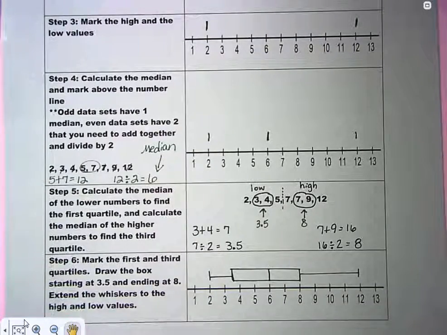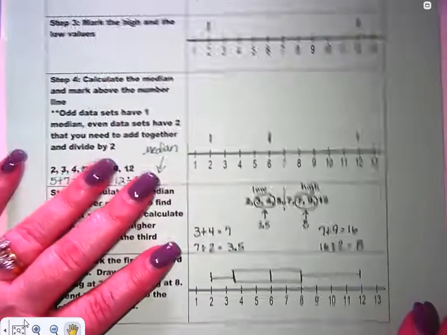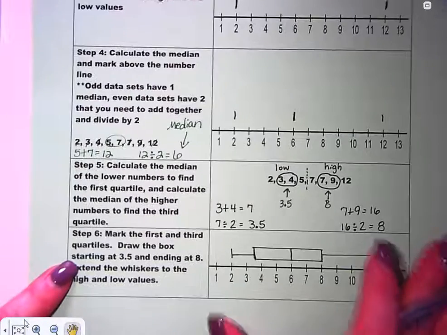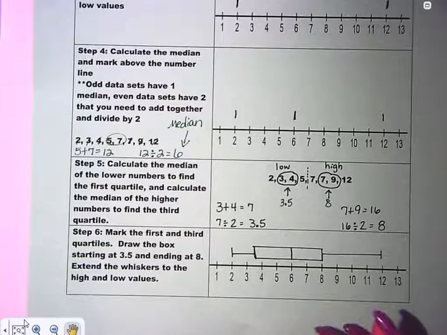Okay, so these are our notes. As you're making a box and whisker plot, it should help you if you follow step 1 all the way through step 6. There are 6 steps, and they're super fun steps.